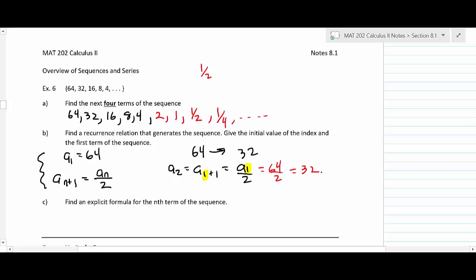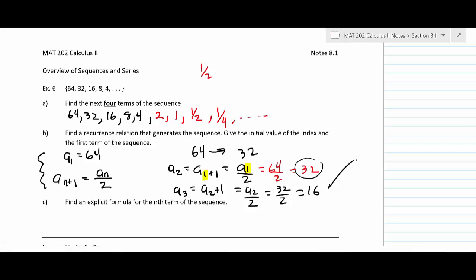I just want you to understand how the subscripts work on that, because that's important. I'll do it one more time. A sub 3, what's that? That's a sub 2 plus 1. So that's a sub 2 over 2. Well, what's a sub 2? A sub 2 is 32, and then 32 over 2 is 16, and so forth. Does everybody see how that works? Mostly the subscripts. It's easy to tell that you're dividing by 2, but getting the subscript in the formula is the harder part. Always tell me what a sub 1 is, and then give me a formula for a sub n plus 1.